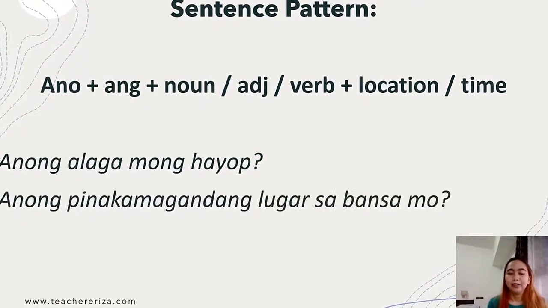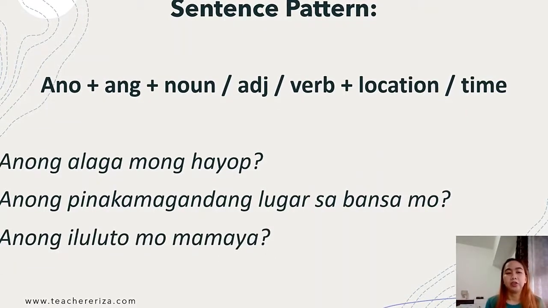Okay. So next is using an adjective. So anong pinakamagandang lugar sa bansa mo? So again, anong is ano ang, pinaka is most, maganda is beautiful, lugar is place, sa bansa mo is in your country. So in English, it means what is the most beautiful place in your country?